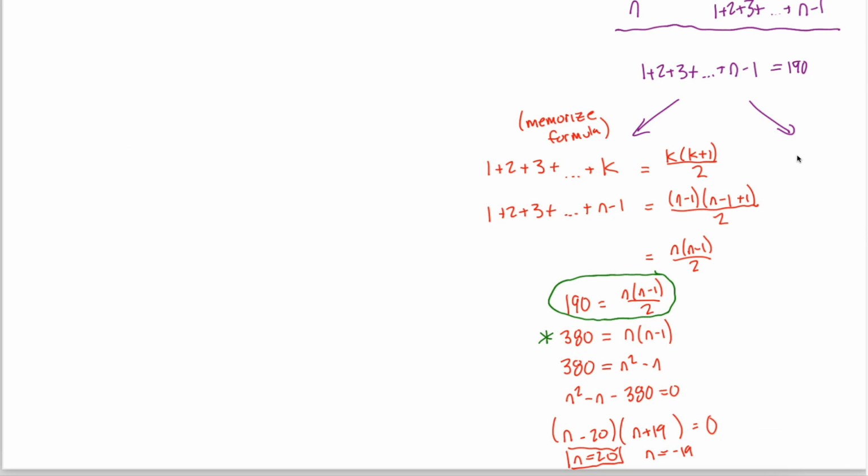Other thing, I got two arrows here. That implies there's another way to do this if you don't have this formula memorized. Turns out you can derive this formula pretty easily. The derivation is pretty famous. It's typically attributed to Carl Friedrich Gauss.